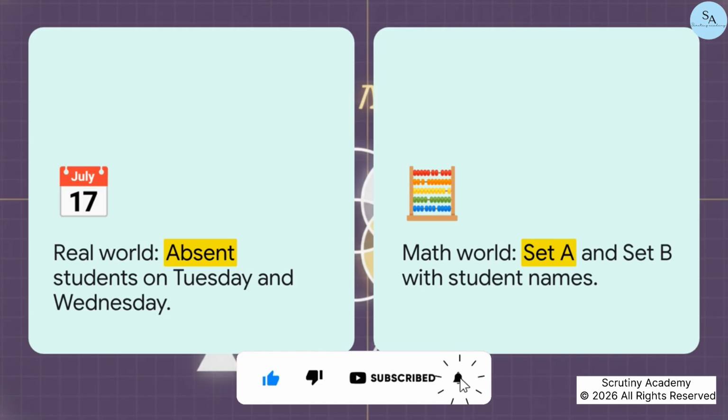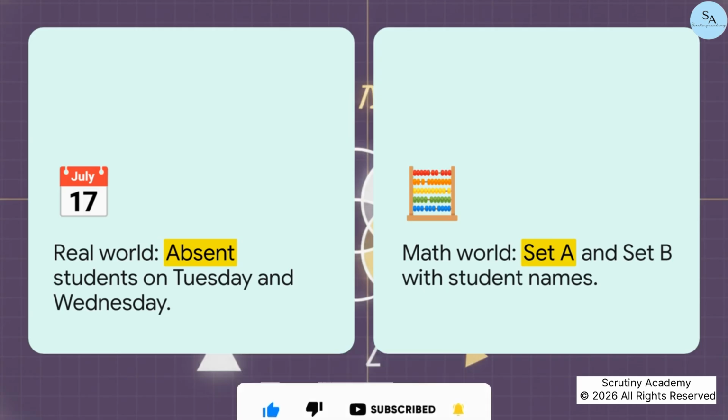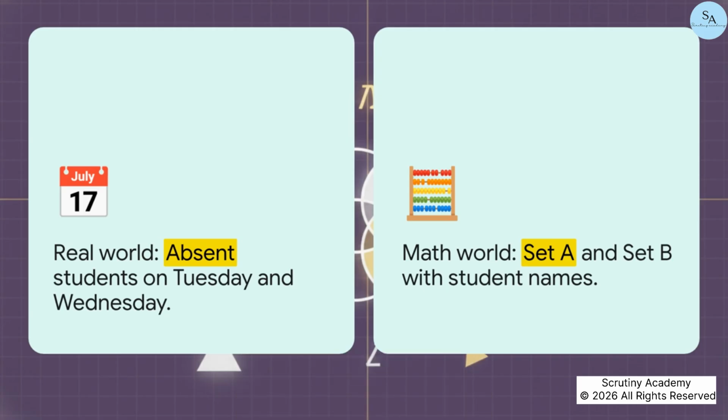Look at the left side. A teacher is tracking absent students. Roja, Ramu, and Ravi were absent Tuesday. Ramu, Preeti, and Hanif were absent Wednesday. On the right side, we just wrap those names in curly brackets. Set A is Tuesday's absentees, and Set B is Wednesday's. And that's it. That's literally all a mathematical set is, just a list of things belonging to a specific group.